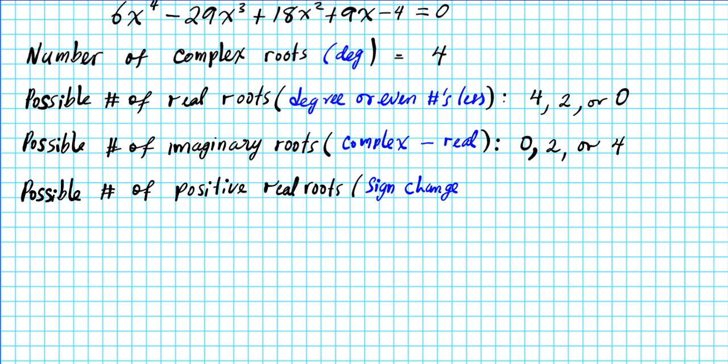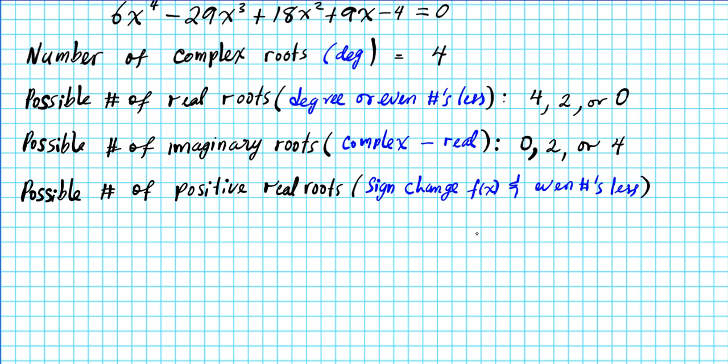So Descartes' rule of signs basically involves looking at the sign changes of the function and even numbers less than that. So the number of sign changes we have of the original function, and even numbers less, tells us the possible number of positive real roots that the related polynomial equation has.